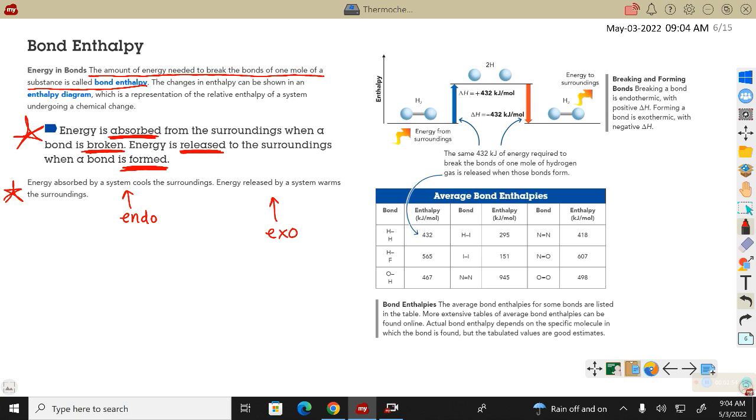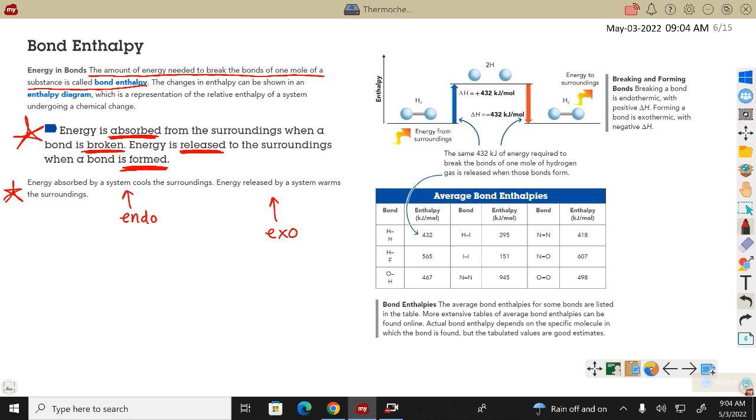Okay, so we've got this table of average bond enthalpies or bond energies in units of kilojoules per mole. Joules or kilojoules is a unit that we're going to use to quantify heat. It could be either joules or kilojoules. It's like a metric unit for heat. Kilojoules per mole of bonds.